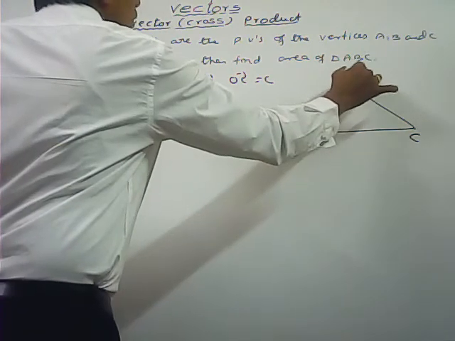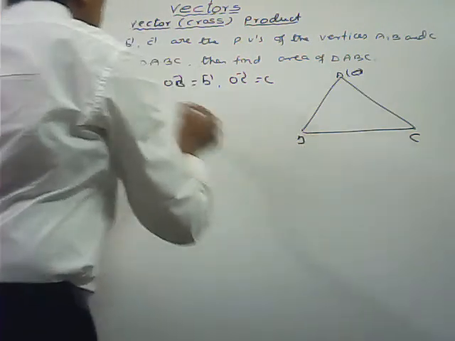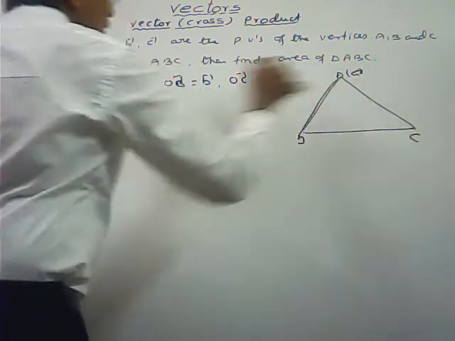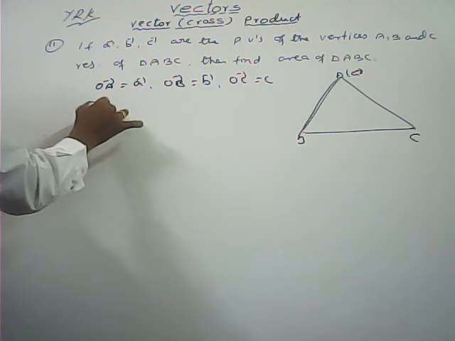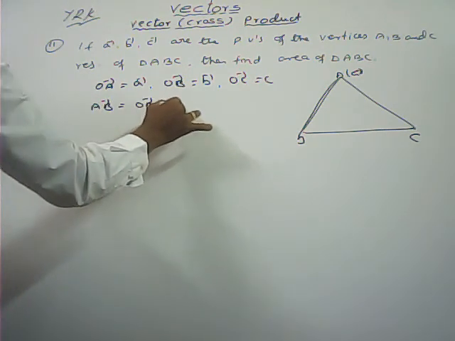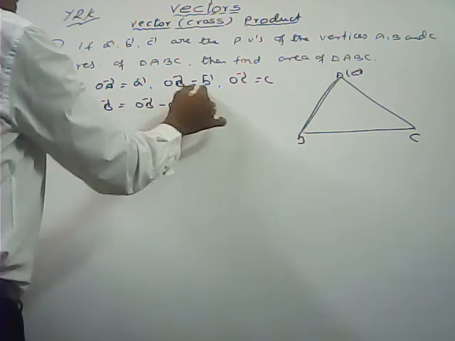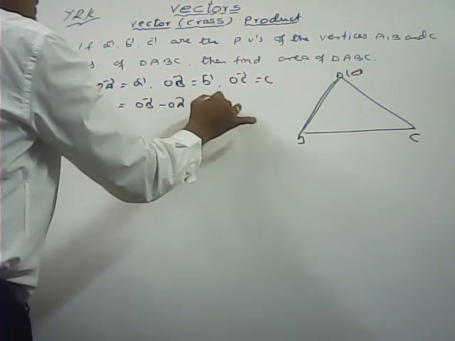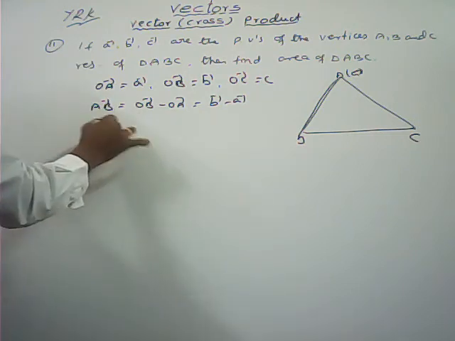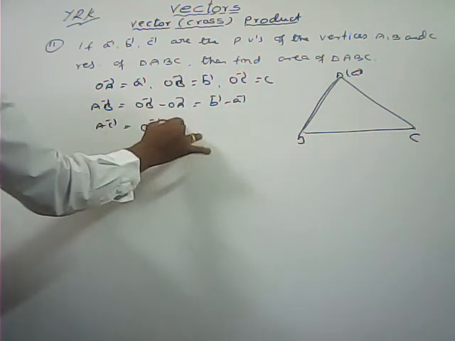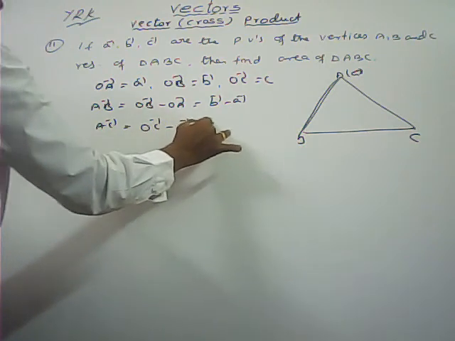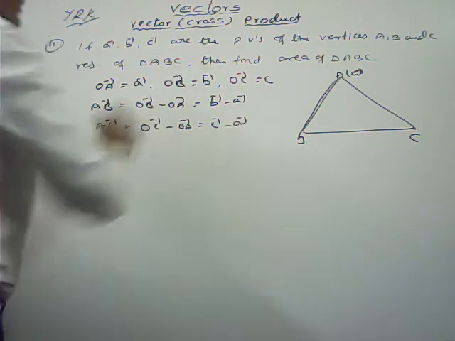Here OA bar is equal to A bar. Here I am going to find these two sides. What is AB bar? OB bar minus OA bar, that is B bar minus A bar. And AC bar is equal to OC bar minus OA bar, that is C bar minus A bar.